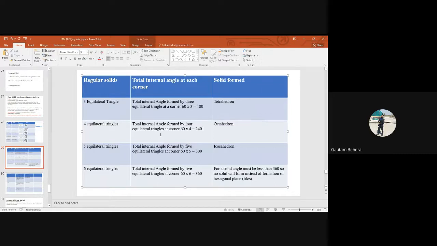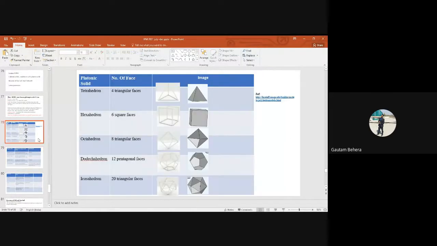Okay. Similarly, suppose you just imagine we have 5 equilateral triangles. They are meeting at a point, forming a corner vertices, right? So total internal angle formed by the 5 equilateral triangles will be how much? 60 times 5, that is 300. So it is also below 360 degrees. So total internal angle is below 360 degrees, means it will form a solid again. So it will form an icosahedron, this one, right?